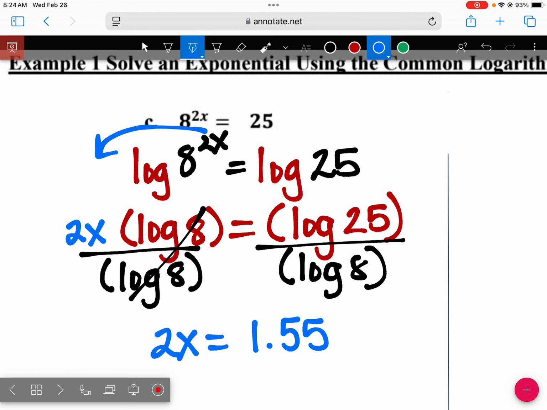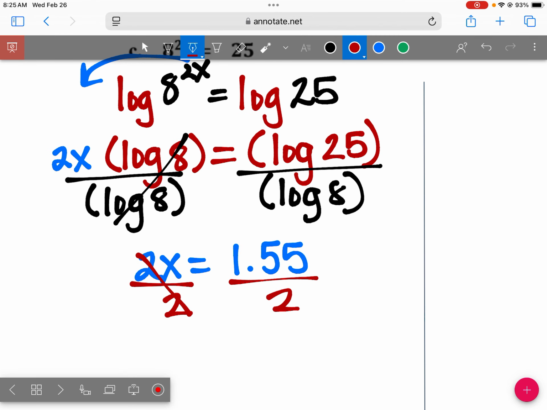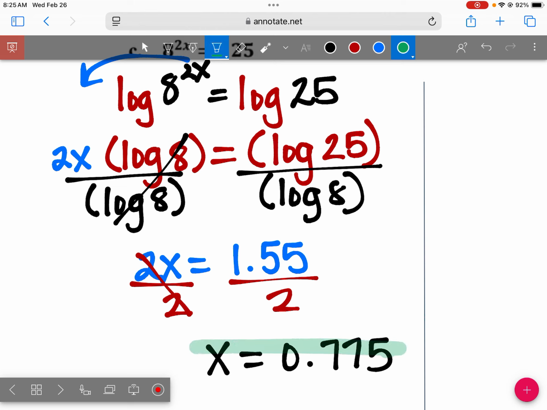Because notice how this time the x is being multiplied by 2. So we have to do one more step. And what do you think I'm going to do on both sides? Divide by 2. So now let's divide both sides by 2. And you should get something close to, well, I'm just going to write it all since it's not that many numbers. But that's what you should get approximately. And that would be your final answer.